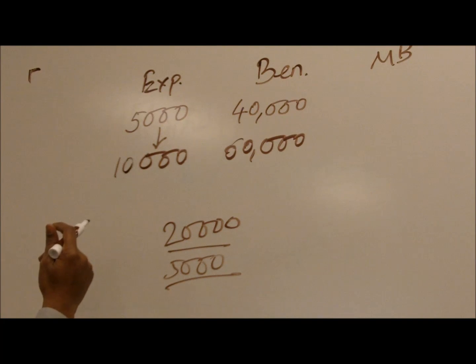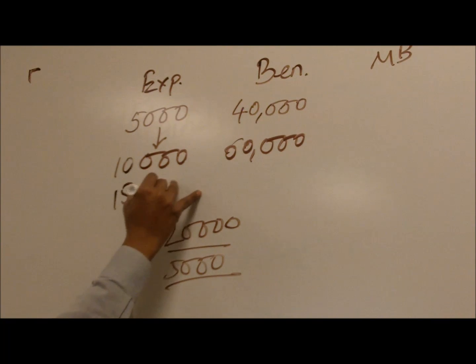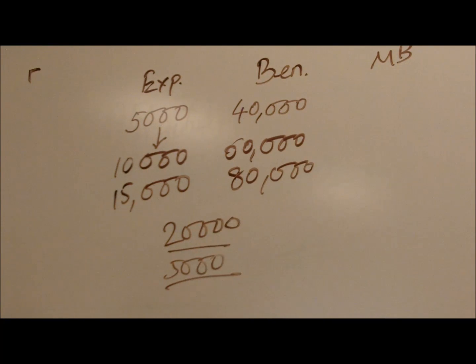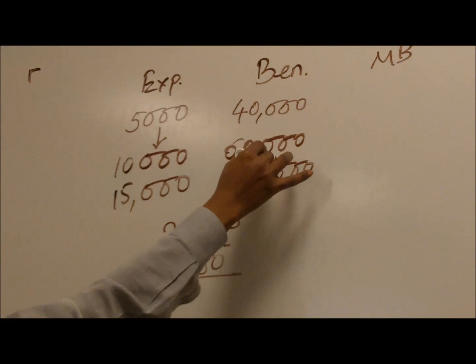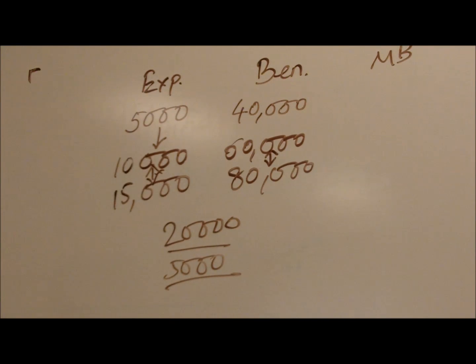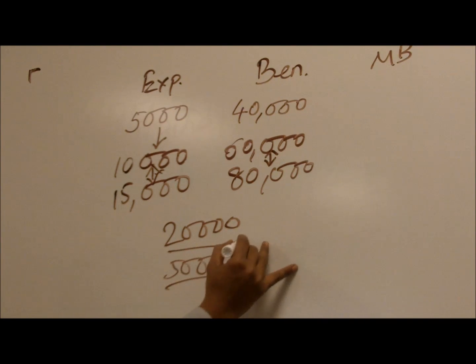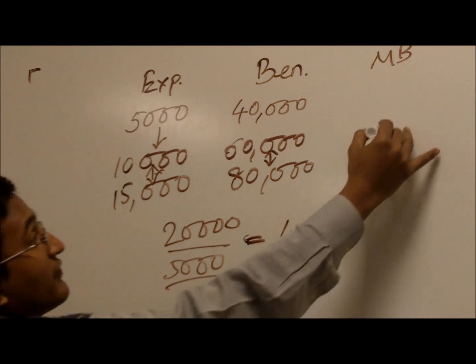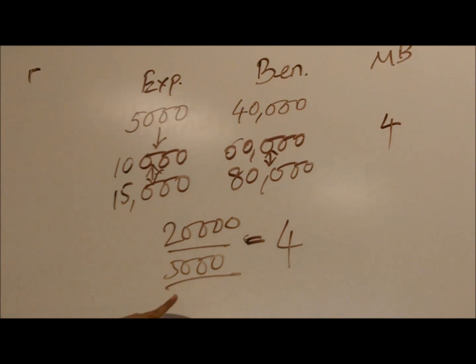If we have 15,000 and here is 80,000, we can see that there is also a 20,000 increase in benefit for a 5,000 increase in expenditure. So, if we divide it, we can find that 4 is the marginal benefit. For each dollar of expenditure, we are getting 4 additional dollars of benefit. So, this is the marginal benefit.